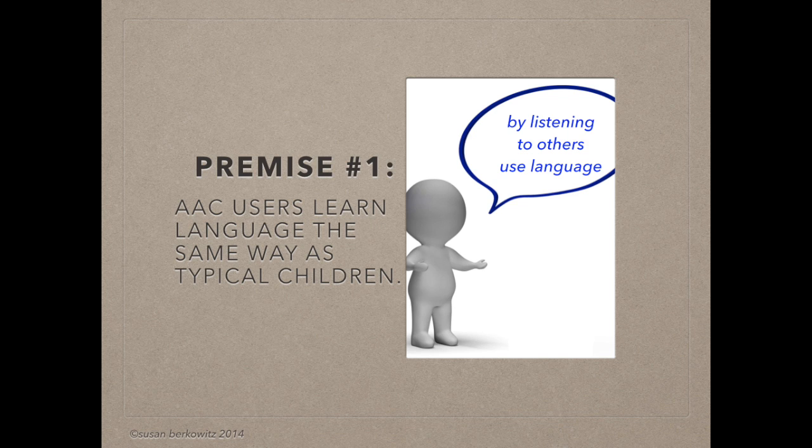Our first premise is that AAC users learn language the same way typical children do. That is, they learn to speak after listening to others around them speaking. It is important then that we provide those models of picture-based communication. Picture-based communication users need to see other people using picture-based systems.